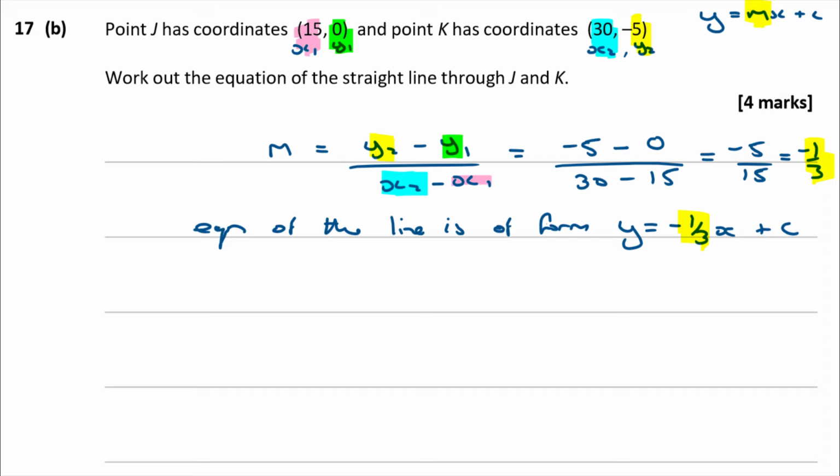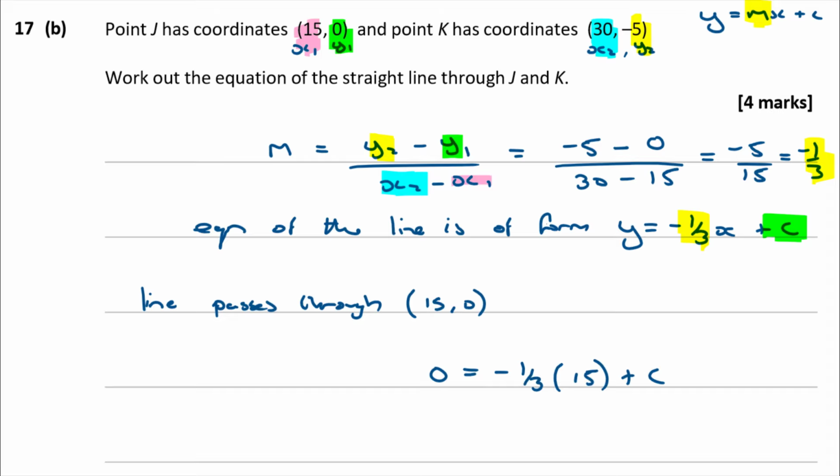So to complete the equation of the line, I just need then the c part. And I can do that by taking one of the coordinates that lie on the line and subbing its coordinates in and seeing what's left. So I know then that the line passes through the coordinate 15, 0. Okay, so subbing in x is 15, y is equal to 0 into our partial equation, I'm going to get 0 equals minus 1/3 of 15 plus our value of c.